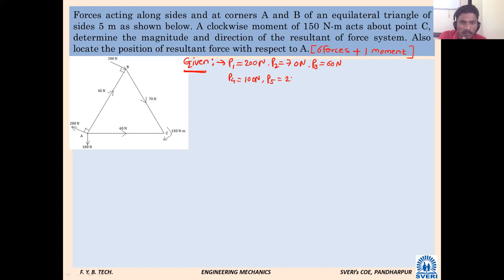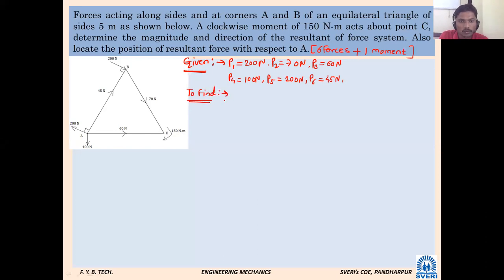P5, again that bottom 200 Newton force, and P6 equal to 45 Newton. And if you want to write the moment also, you can write that moment. Not necessary. If not, no issue. Moment is also given.